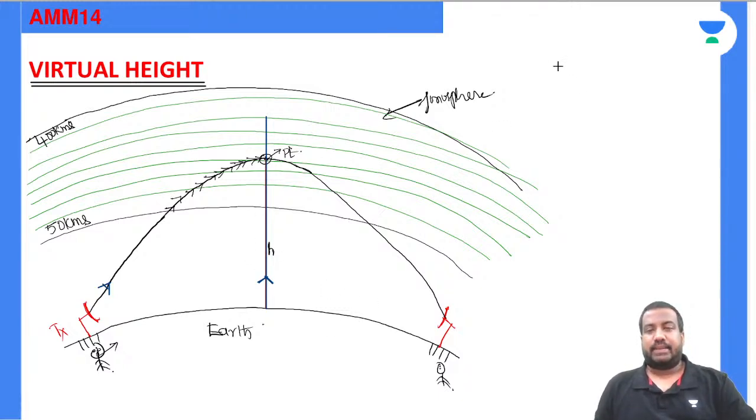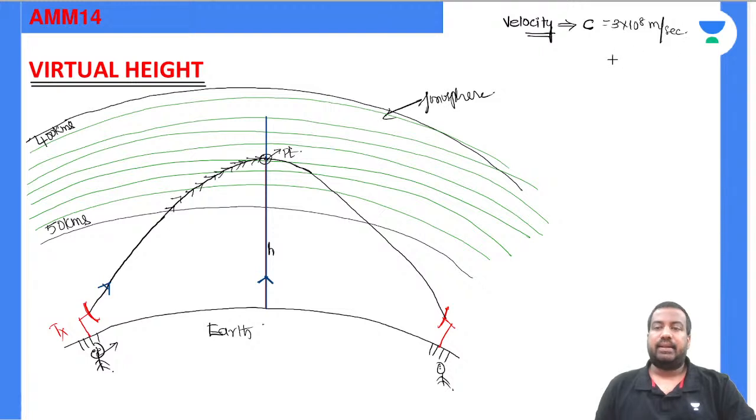And now, as Bhaskar said, what is the velocity with which the wave is being sent? See, velocity of light, 3 into 10 power 8 meter per second. The velocity with which the wave is sent, or the wave is moving. Now you are sending it vertically upwards. The wave will go to some point and come back.